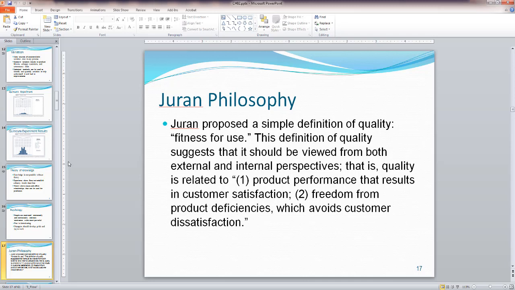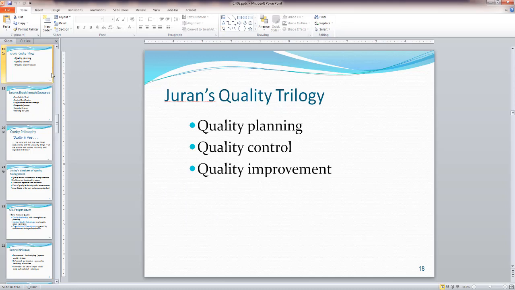But we want to make sure that the product performs what it's supposed to perform. That's the fitness for use type of thing. From external and internal perspectives, is the product that we're producing performing the way the customer wants it to, in such a way that it doesn't drive customer dissatisfaction? That's Juran. You just want to make sure that what the product or service is designed to do is performing at the level that the customer is requiring. That's what Juran was all about.